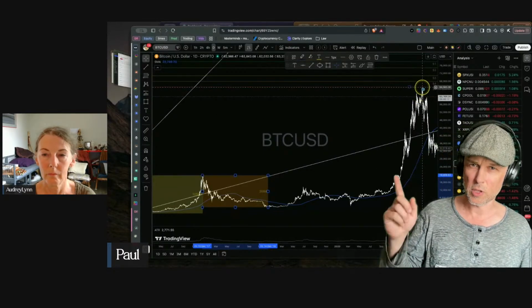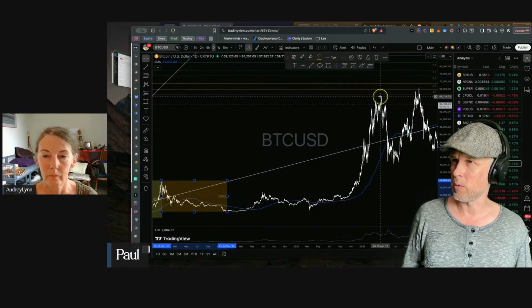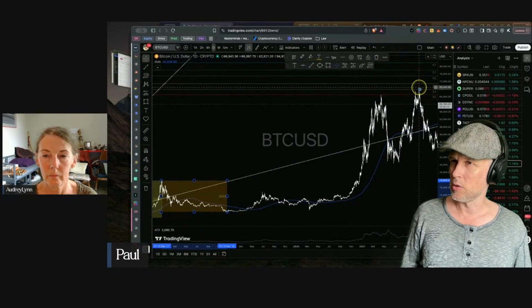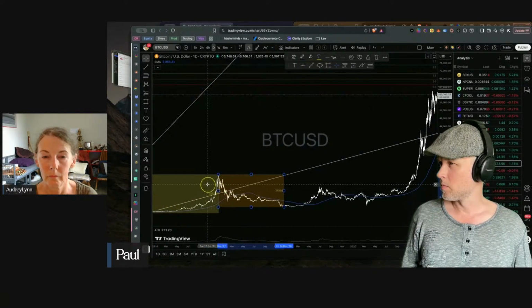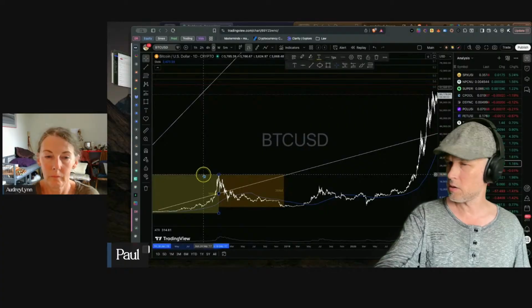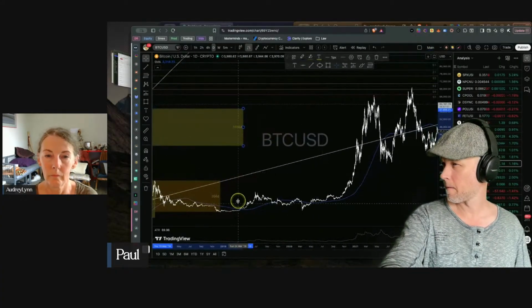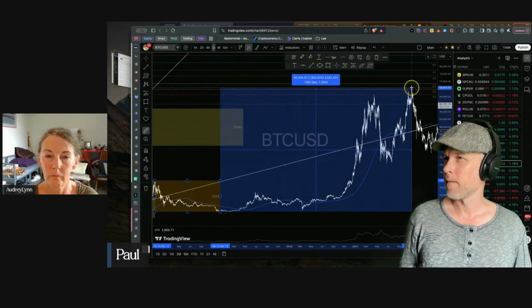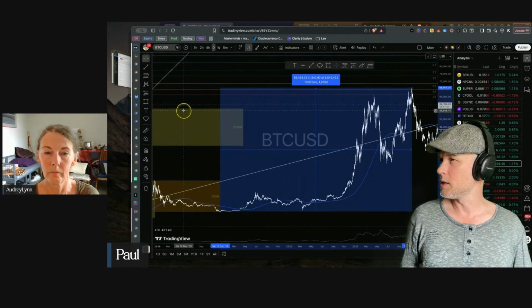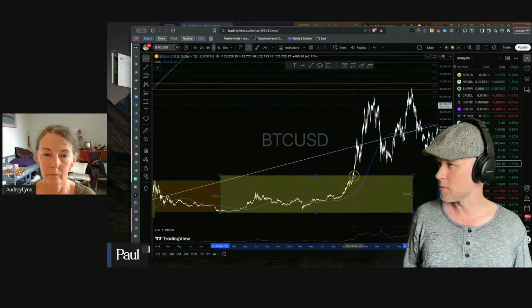Then we went to another high in March of 2021. Actually, that was the beginning of alt season, so we're going to go to the end of alt season, November 2021. And that is another period of 1,060 days. Very close to the 1,056 before.